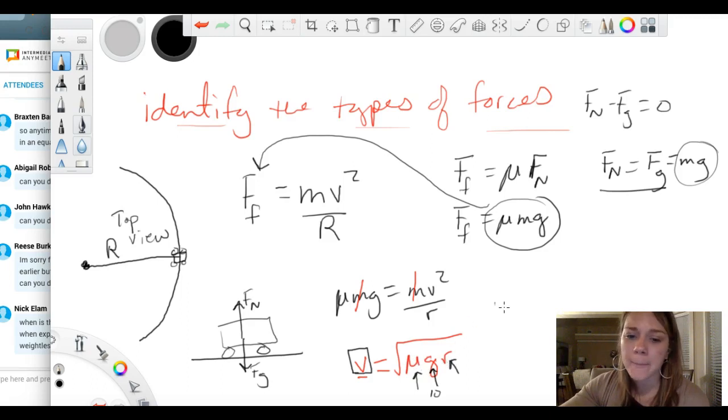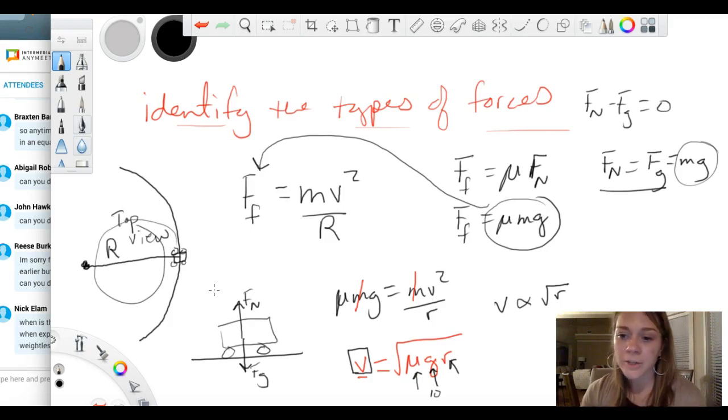So we could say that the velocity is proportional to the square root of r. So if you knew this r value, you could figure out the maximum speed. And that's how the engineers determine the maximum speed needed to go around different curves, and that's why they have certain speed limit signs posted around different curves.